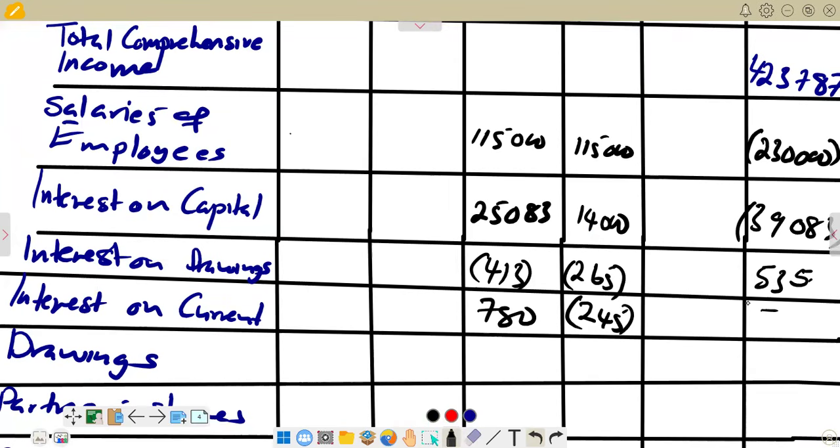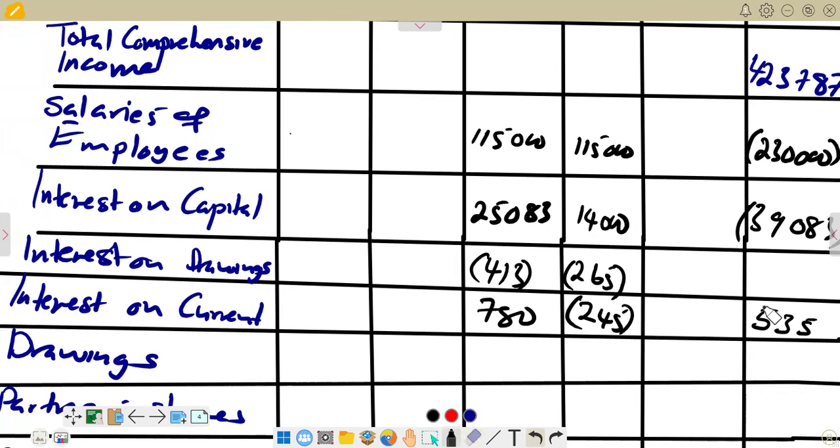Interest on current, yes, it's supposed to be 535. So we can put our 735. Then here you would see that there is a mistake. If we say 413 plus 265, you don't get this figure. We can just remove this one. It's a mistake. We are supposed to get 678.